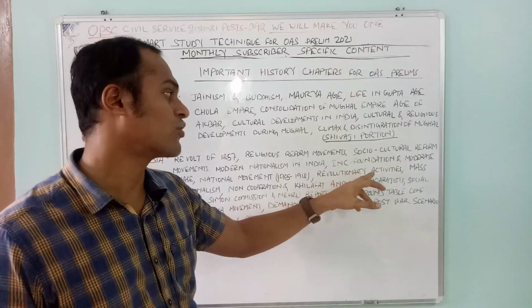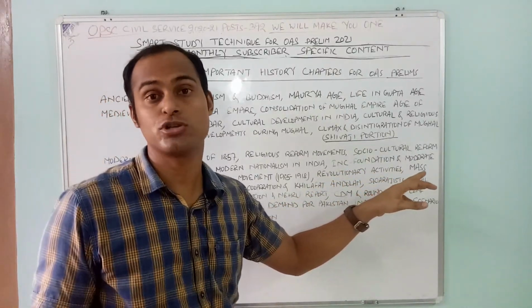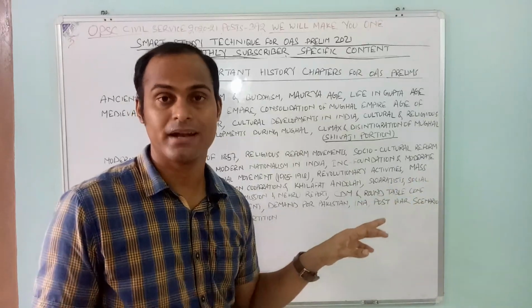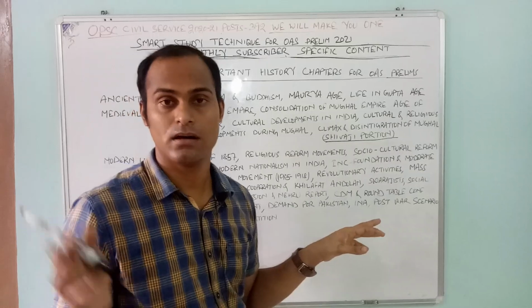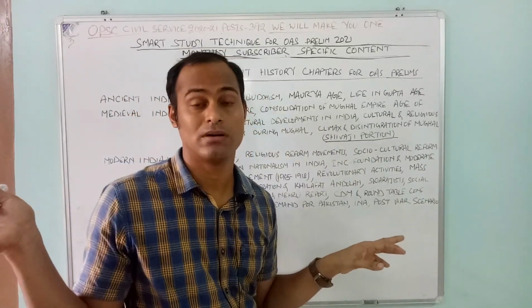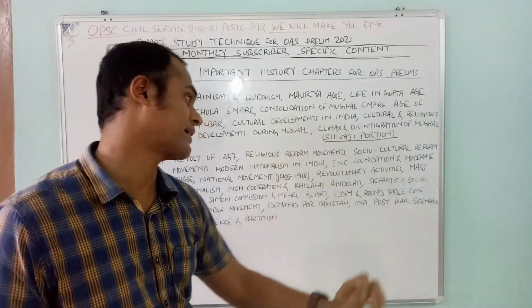Then I told you about revolutionary activities post 1918. There were so many revolutionary activities, Meerut conspiracy, Kakori conspiracy, there were so many. Then the Chittagong armoury raid, all this section comes under revolutionary activities.